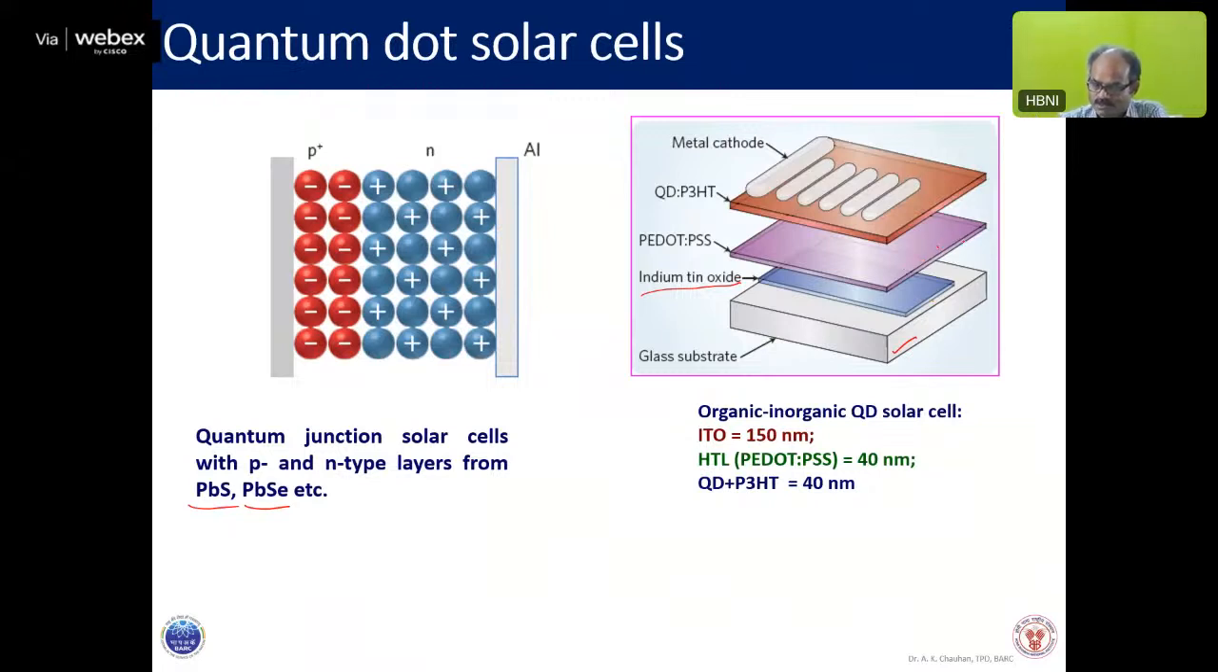Then you deposit PEDOT:PSS, which is a hole transporting layer, and then quantum dots in P3HT, that is, P3HT and quantum dots, and then you have a metal cathode here, and you can connect this through an external circuit. Then the current will flow as the light falls.